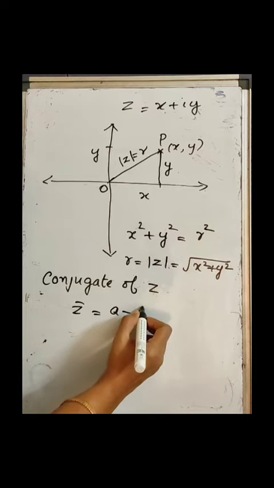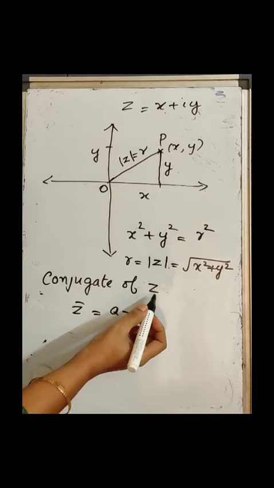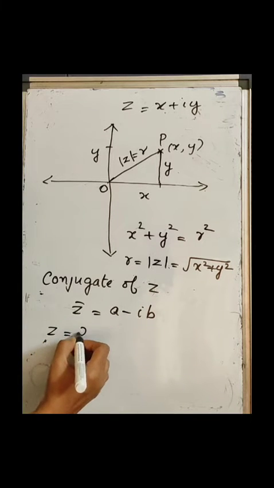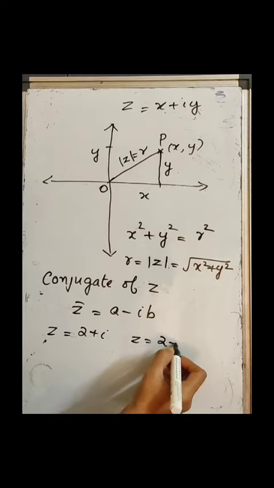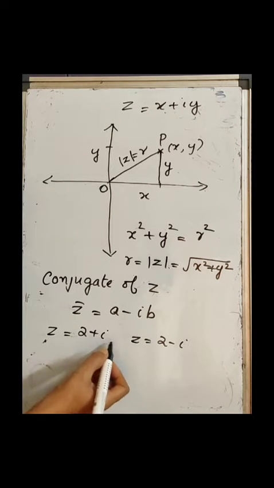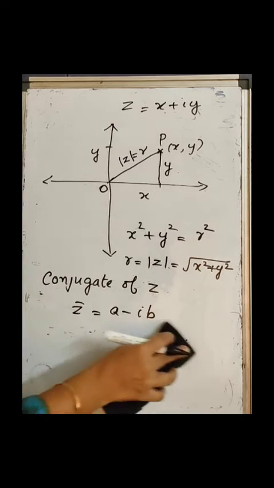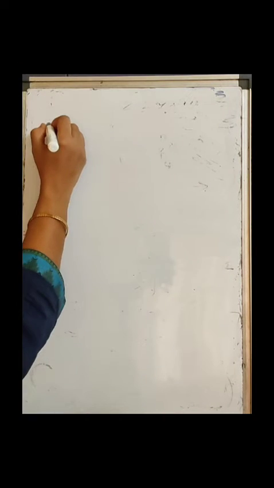It is a minus ib. So in order to get the conjugate of a complex number, if z is equal to 2 plus i, its conjugate is 2 minus i. Change the sign of the imaginary part. Now we can find the relation connecting z, z bar and mod z.